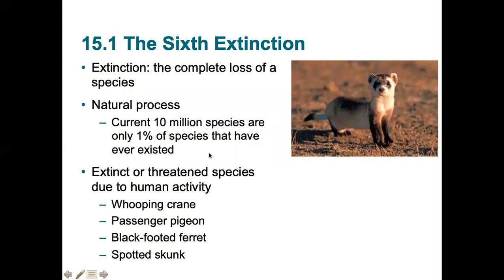So at the time of writing this book, there are 10 million species that are endangered. We only have 1% of all the species that have ever existed. And there's all kinds of things that are currently endangered just because of humans. Whooping crane, passenger pigeon, this adorable little black-footed ferret, oh, that little face, and then a spotted skunk are just 4 tiny little examples.